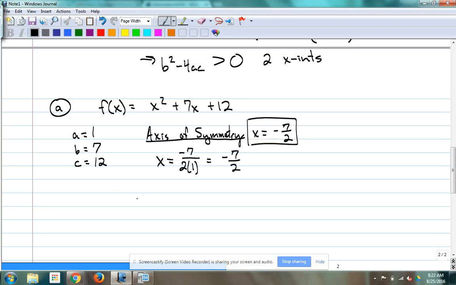Now, from there, we go to the vertex. Because the vertex, we get the x value for the vertex for free, because that's the same thing as the axis of symmetry. Your vertex will always be intersected by your axis of symmetry every single time. If it does not, something went wrong in your graph. Okay? So how are we going to get the y value? It goes with it. Plug it in. So f of negative 7 over 2 is what we're working out. And I'm fine with using the calculator to do that. Doesn't matter to me.